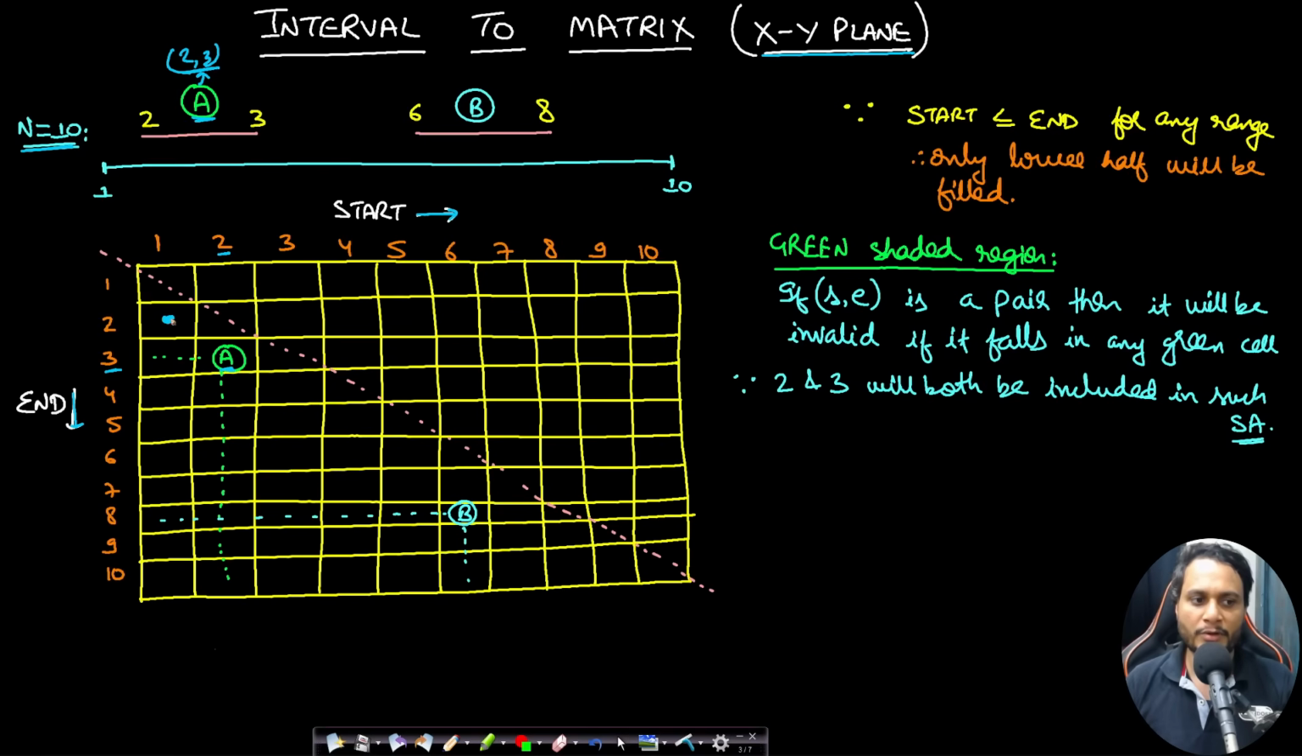Now what about this 1, 2? This 1, 2 does not contain this entire interval 2, 3, and that is why this will become valid, right? So you can understand it visually using the matrix.